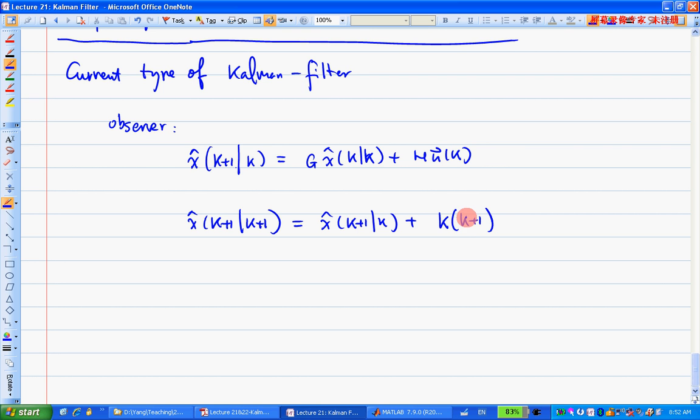So don't mix up the K here. This K is the Kalman filter capital K. This is small k here, right? Times the bracket y of k plus 1 subtract C x hat k plus 1 given k. Okay, yeah. So this is the current type observer.